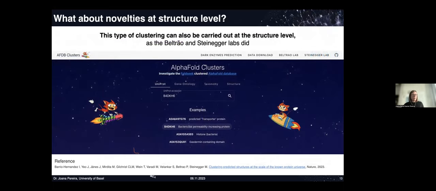Now, as I said, we are first leveraging those proteins that have high predicted accuracy structures in the AlphaFold database. Since they have structures, we could also do clustering at the structural level. We didn't do that because someone else was doing that. I completely recommend that if you're interested in this topic, you check out the AlphaFold clusters done by the Bělohradský and Steinegger labs. This was published at the same time as our work, and is a really nice resource to find proteins clustered at the structural level, and then you can see how different clusters relate to each other and which clusters are similar to the protein you're interested in. It's a really interesting resource.